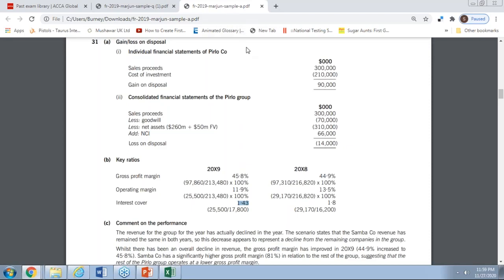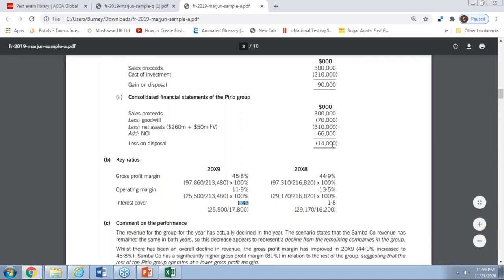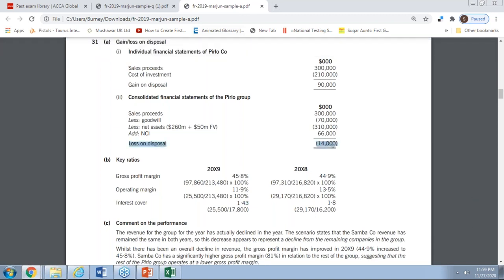But from this perspective, when you see that it is a profitable company and the company has been sold at a loss of 14,000, I think this is not a good decision from the group's perspective, because we never sell a profit-making company at a loss. So these are the points that you need to discuss.